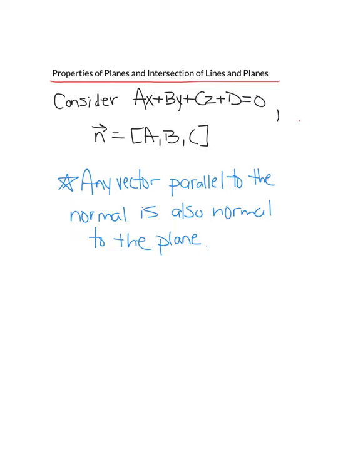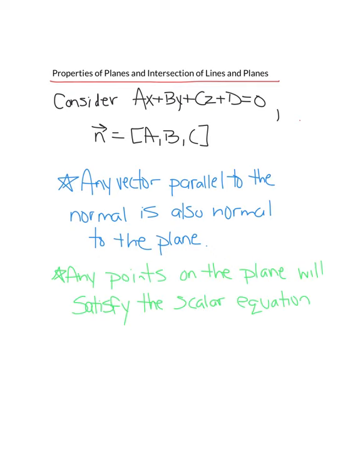Any vector parallel to the normal is also normal to the plane. So any scalar multiples that you have will also be normal to that plane. And then in green, you'll see here, any points on the plane will satisfy the scalar equation. So if you were to do a left side, right side check, that would be equal. And then the last point in yellow here, a normal and a point can be used to define a plane. So instead of the two vectors that we normally use to define the plane with a point, if we know the normal and a point, we can use that.